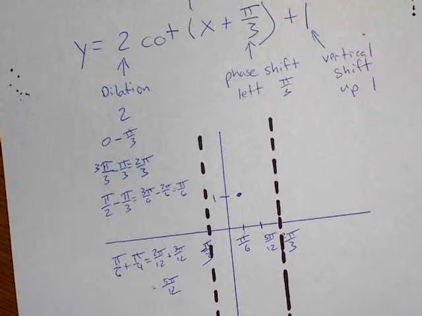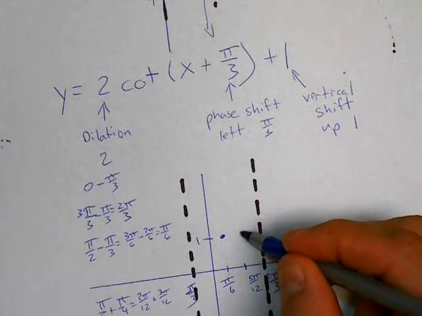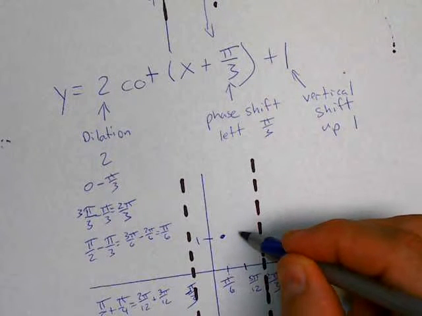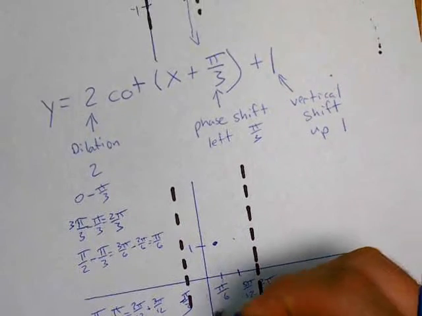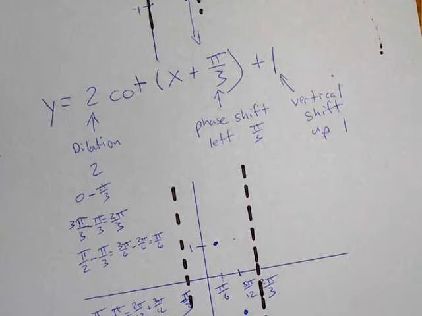And once I have that, though, it's actually pretty easy. I know that if I go to the right, I normally go down 1, but since I'm dilating 2, when I go to the right, I have to go down 2. 1, 2. That's the dilation. It's increasing the amount you're stretching that.